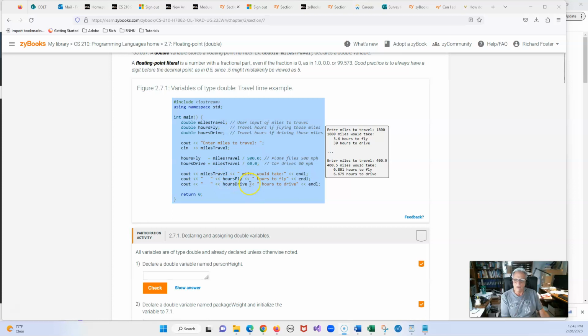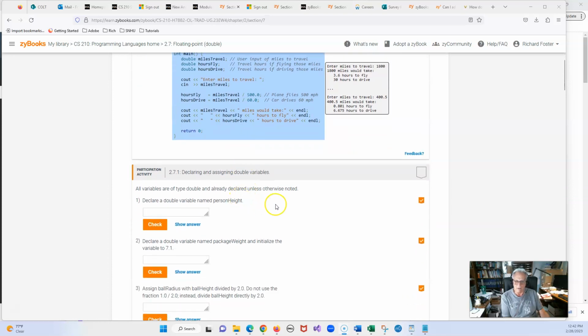So let's take a look at some of the things that we have in here. It says all variables are type double and already declared, unless otherwise noted. So what they want us to do is declare a double named person height. That's very easy. We just type in double and we type in person height. Now in this particular case, it does not want us to initialize it. However, it is always, always, always a good idea to initialize everything. And of course, don't forget the semicolon.